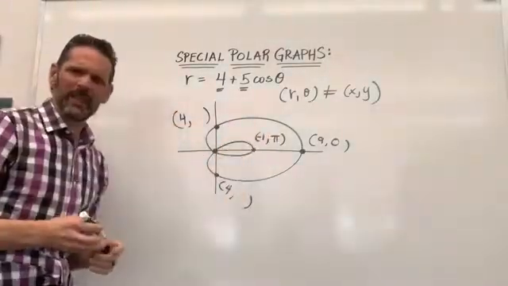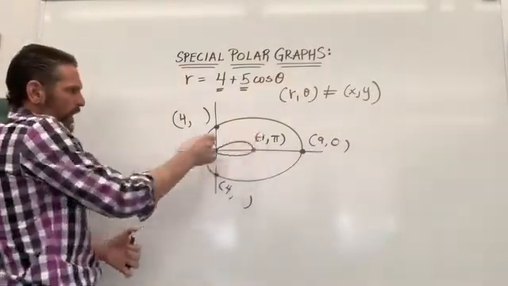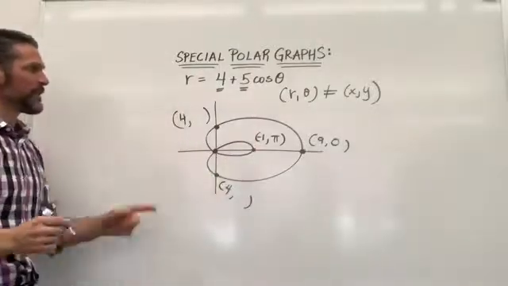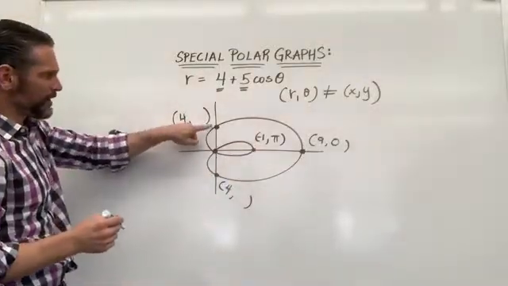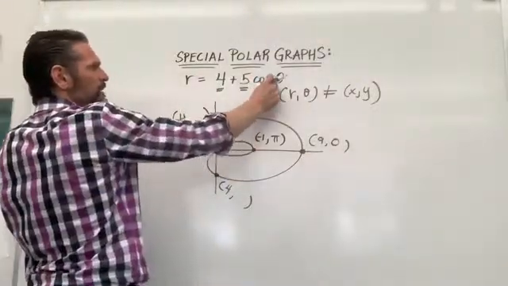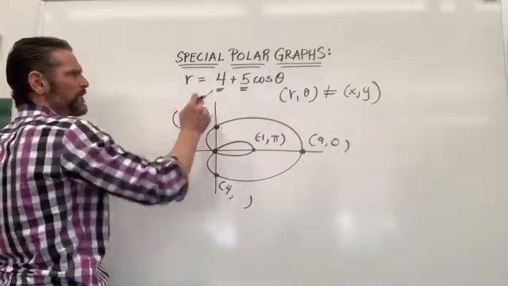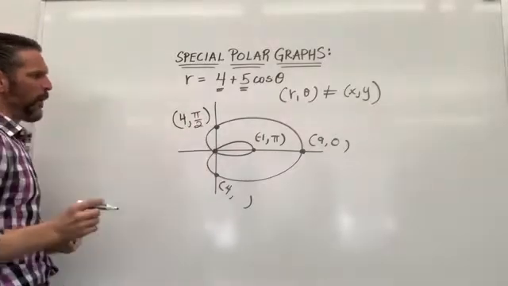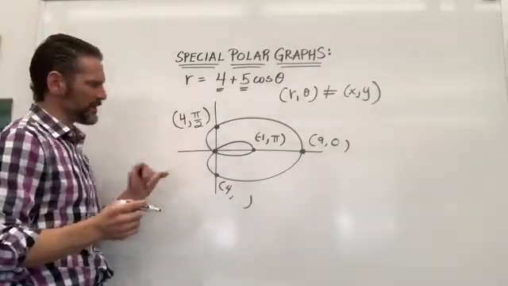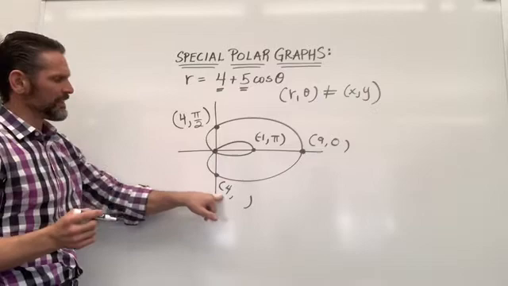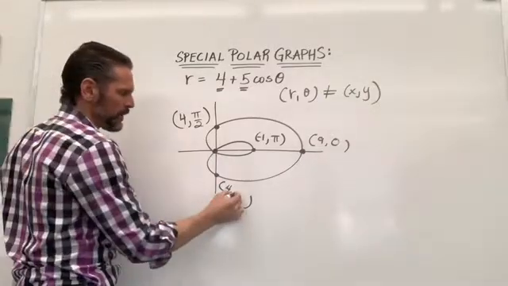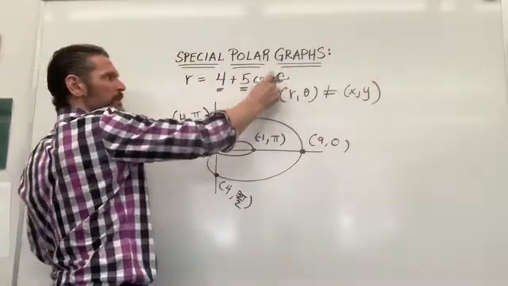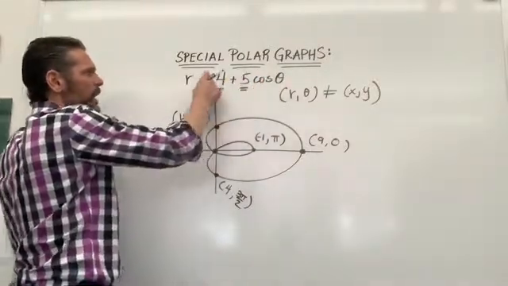Wait, does that make sense? Of course it does. 1 pi would be over here, and then we reflect it over the pole, so that gives me that point. I think the angle here is pi over 2. Let me see. Cosine pi over 2 is 0 times 5 is 0 plus 4. Yes, so that makes sense. This is our pole, so the directed distance is going to be 0 there. And I think this is 3 pi over 2. Does that make sense? If I put 3 pi over 2 here, cosine 3 pi over 2 is 0, times 5 is 0, plus 4 is 4.